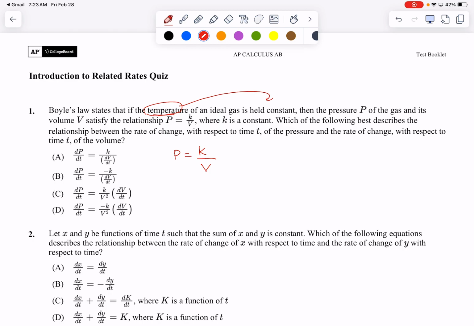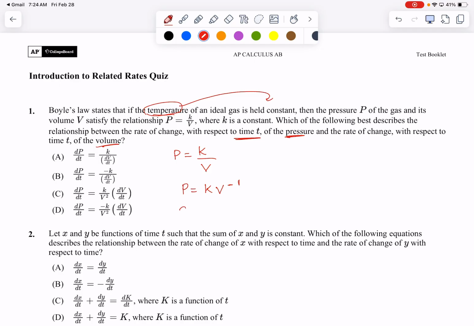K is constant. Which of the following best describes the relationship between the rate of change with respect to time of the pressure and the rate of change with respect to time of the volume? So they want the rate of change of pressure and volume. So we're just doing the derivative implicitly. Instead of using the quotient rule, move the V up and make it V to the negative 1. Okay, way easier. No way I'm doing quotient rule on this.